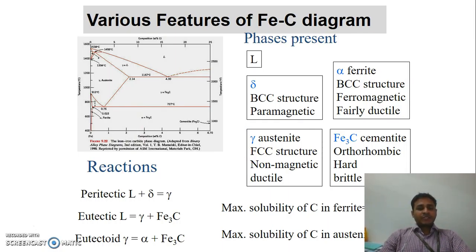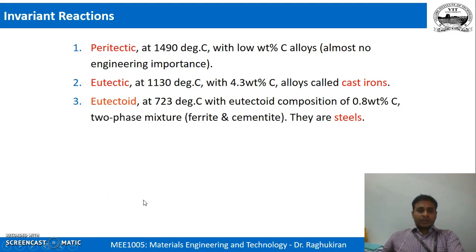Right. So of course, the final thing that we have to discuss about phase diagrams is the three invariant reactions taking place in the diagram, which are mentioned here. We have the peritectic reaction, the eutectic reaction, and the eutectoid reaction. We have already discussed the eutectic reaction and the eutectoid reaction. We have to now discuss the peritectic reaction. Now we will see what they are.